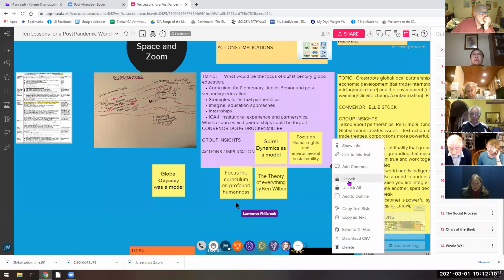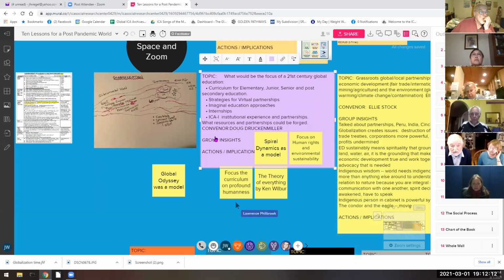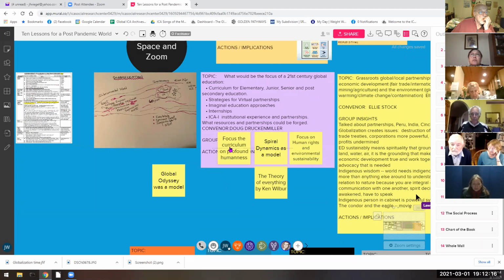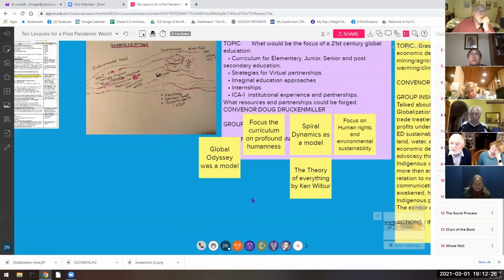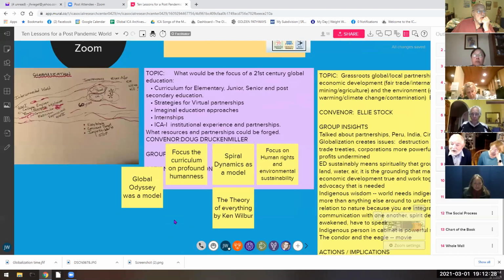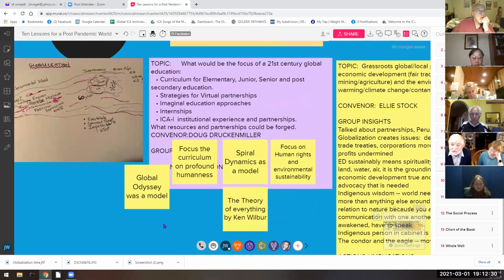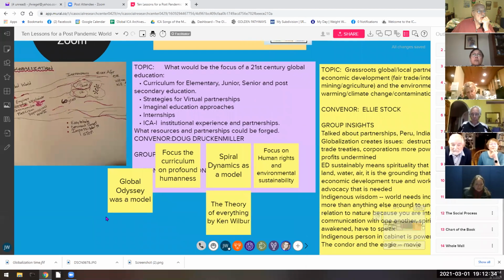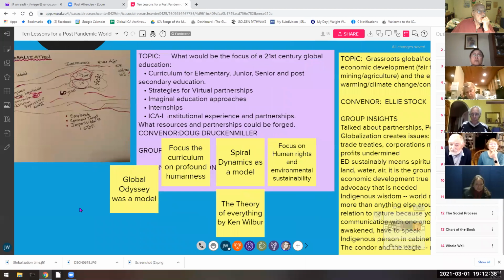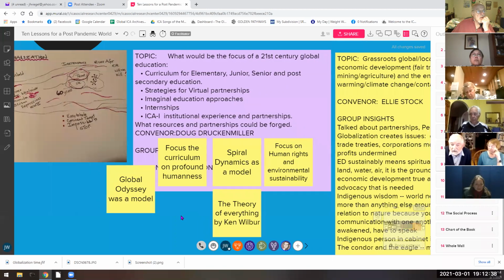And so we had a big conversation on what would be the cultural focus of the curriculum. One of the comments I thought was a good one, that I've also thought about and used, was that the Global Odyssey was a good model for what we would really want to have happen to people. So the focus of the curriculum should be on profound humanness.